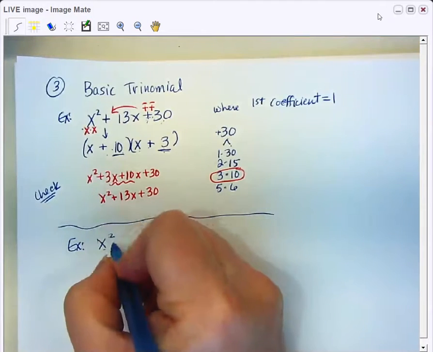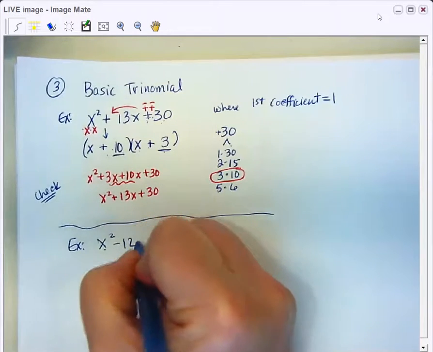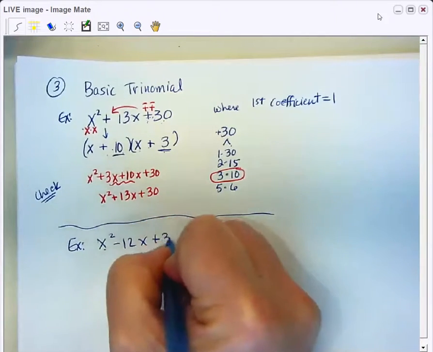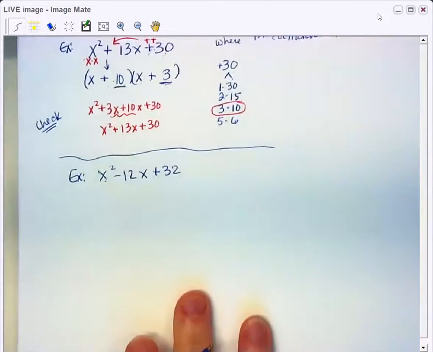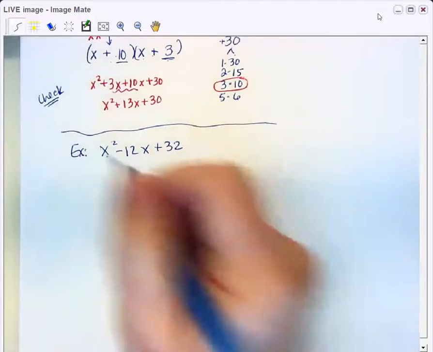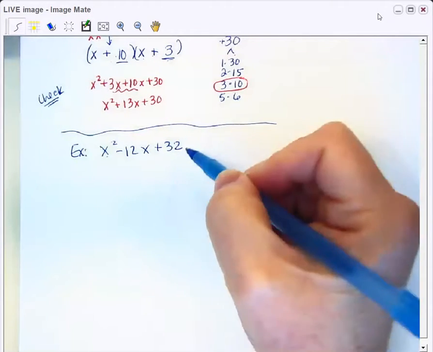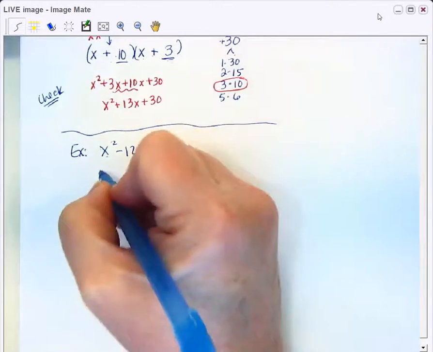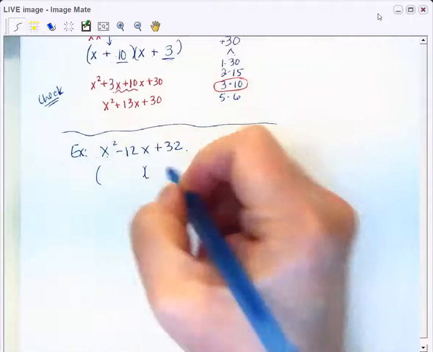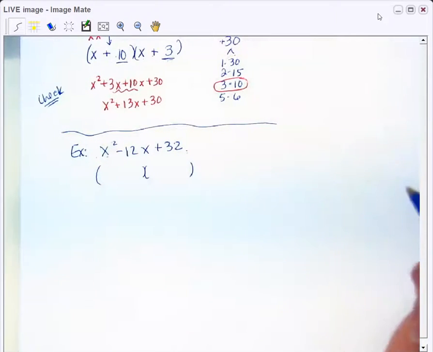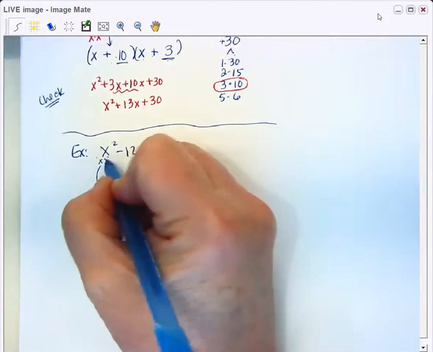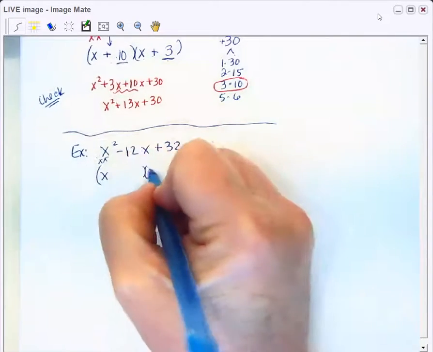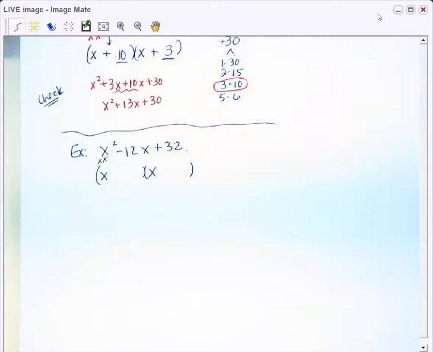X squared minus 12x plus 32. Okay, so same idea. No common term, not a difference of squares, basic trinomial, my coefficient's 1, double parentheses. Okay, we know that this is going to be an x times x, so the first spots are x's.